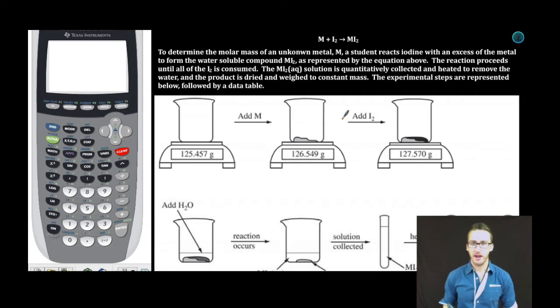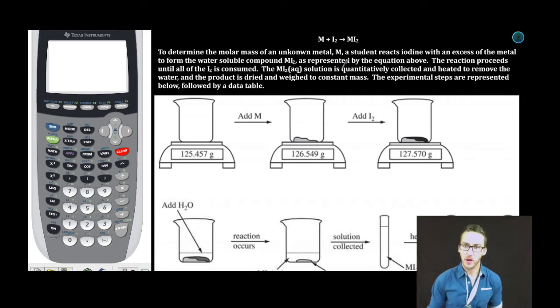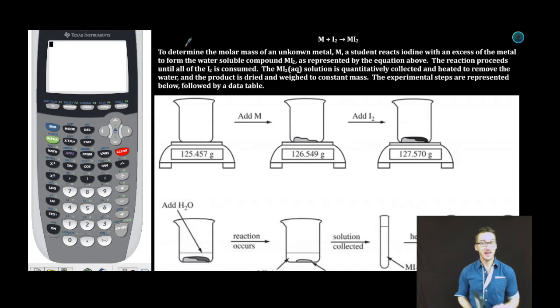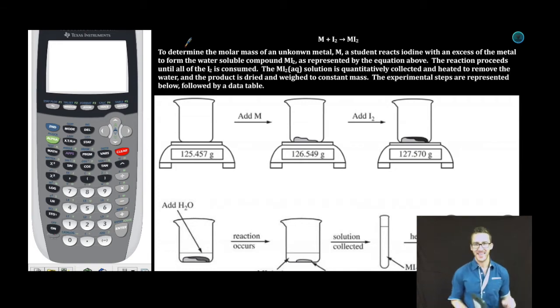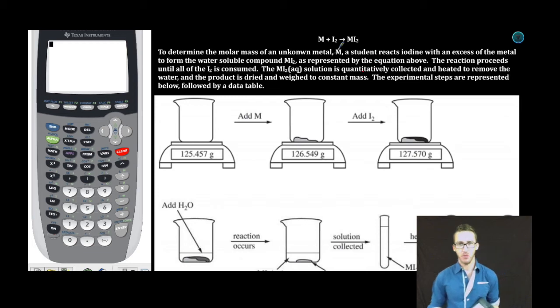It's a doozy. All right, as you take a look at this free response question, you are given an equation, and then you were told to determine the molar mass of an unknown metal M. A student reacts iodine with an excess of the metal to form the water-soluble compound MI2 as represented by the equation above. Whew, okay, this equation is making more sense. I wasn't sure if there was an element M or what. So just some unknown metal.